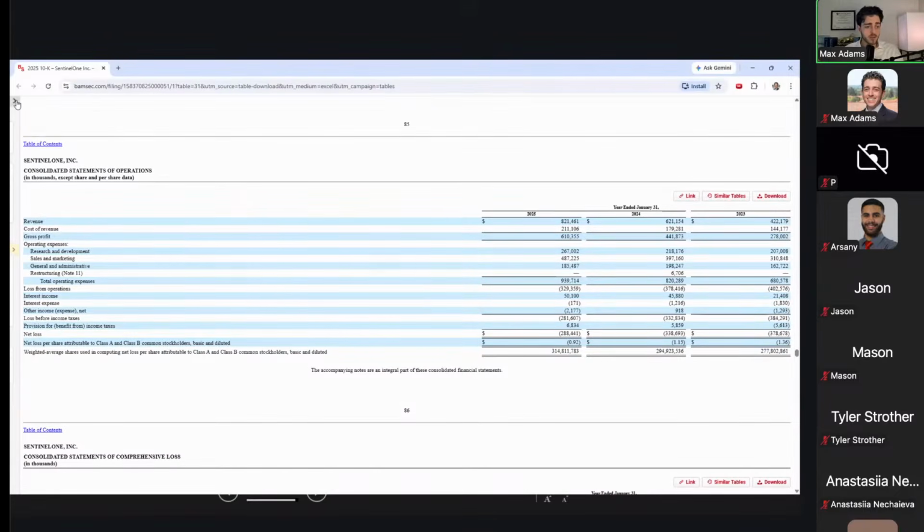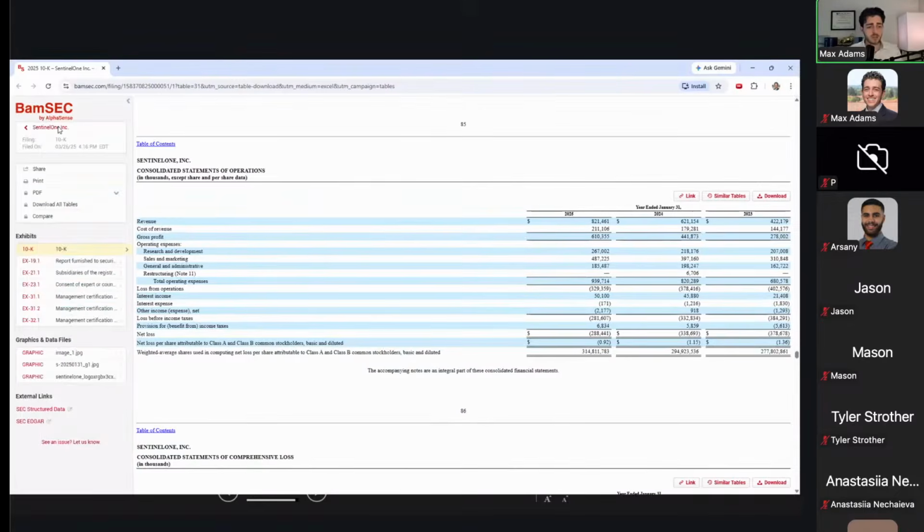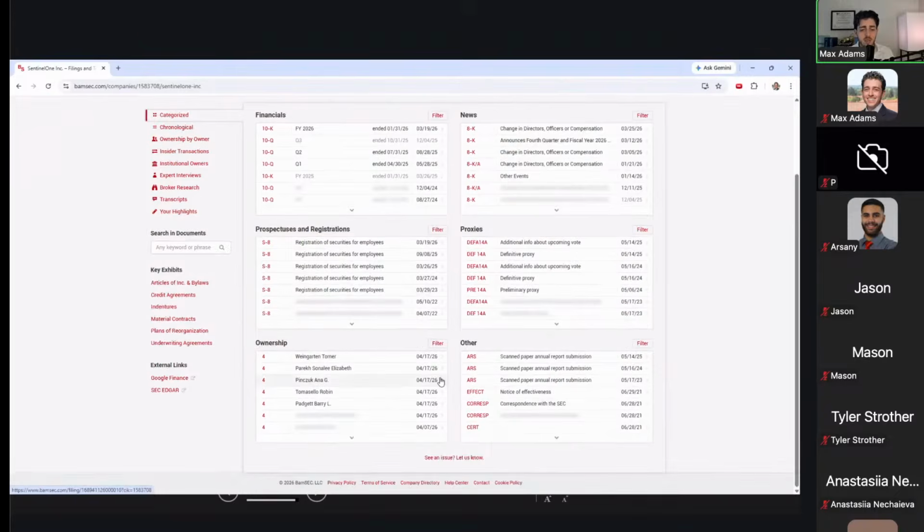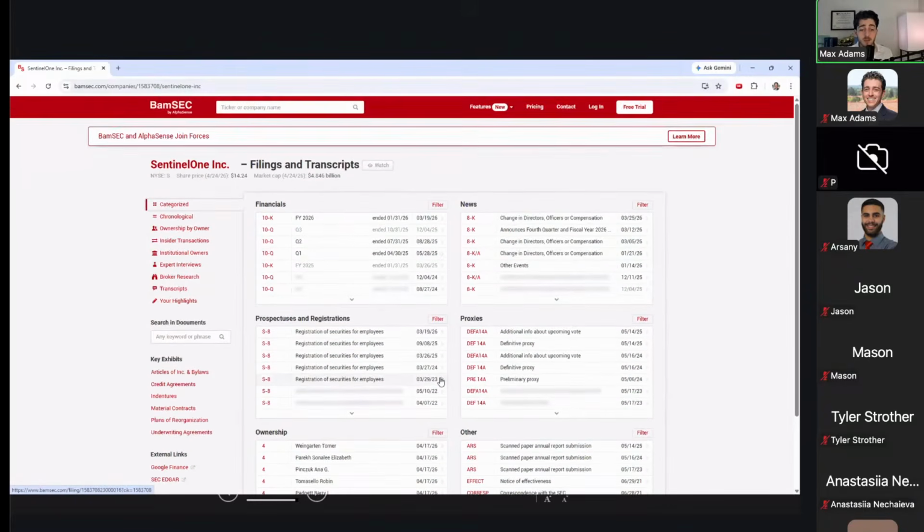Let's go poke around in the financials and understand what the financials for a business like Sentinel One look like. I'm just going to click the back button over here, and it's going to take us to the Sentinel One homepage. You can see that what BAMSEC does is it pulls all of the 10Ks, all of the 8Ks, all the prospectuses, all the proxies and things like that. And you can go through and click through the latest models. The most important one for what we're doing today will probably be this fiscal year one.